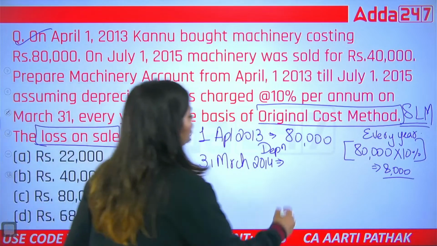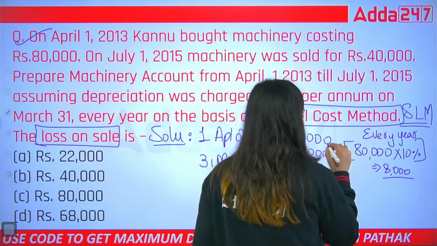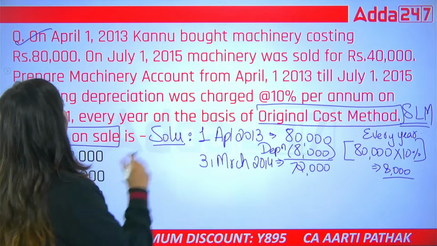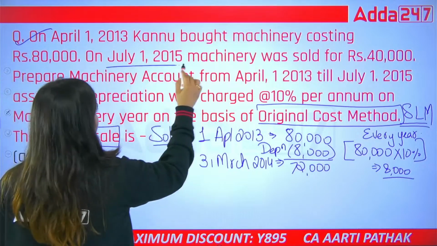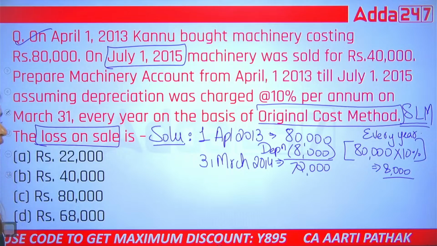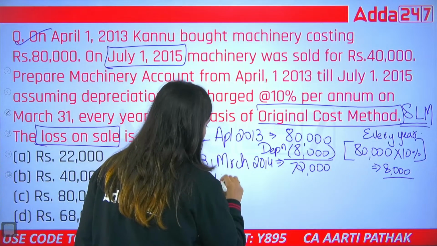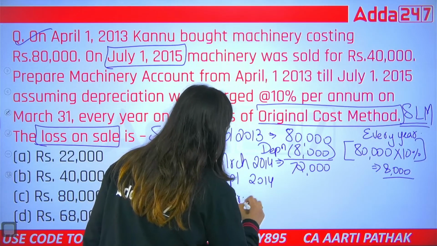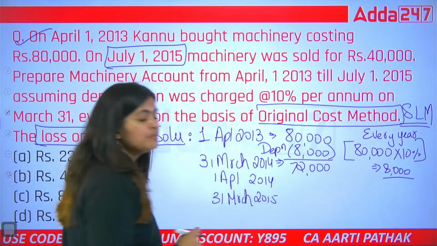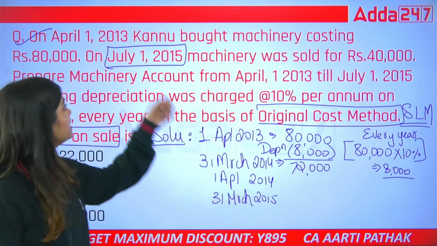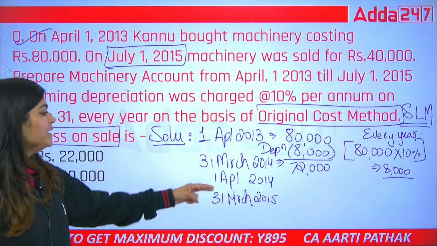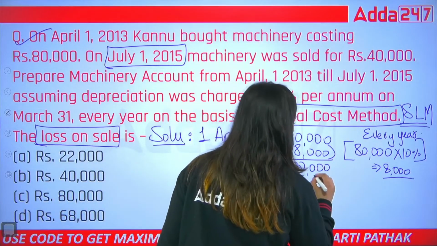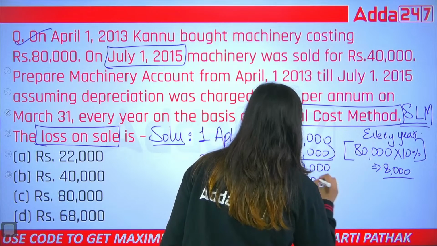So in the first year you are going to charge 8,000. Correct? So what is the remaining amount? 72,000. Now, they are selling the machinery on 1st July 2015. That means we are using this machinery again from 1st April 2014 to 31st March 2015, because only after 31st March are we going to get July 1st 2015. So we are using it for this year also. So what is the amount that we are going to deduct from this? Again we are going to subtract the depreciation of 8,000.